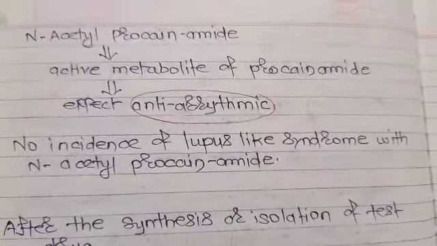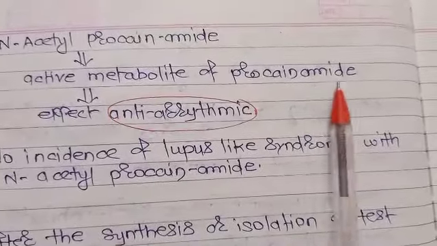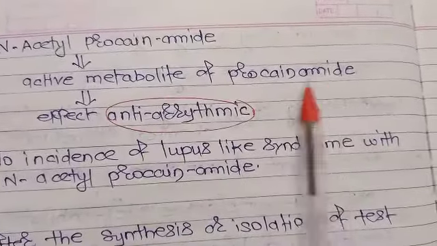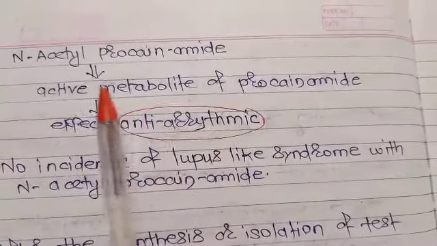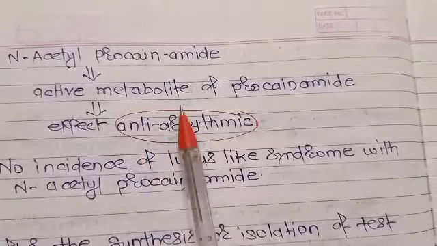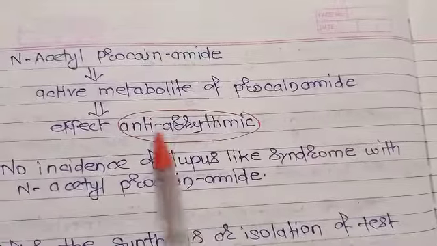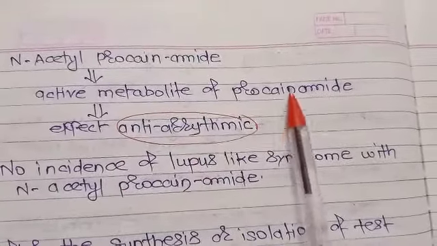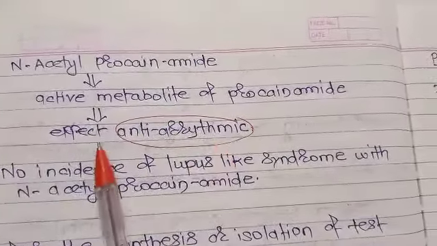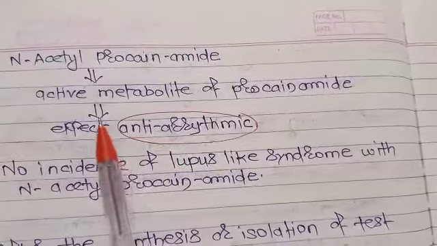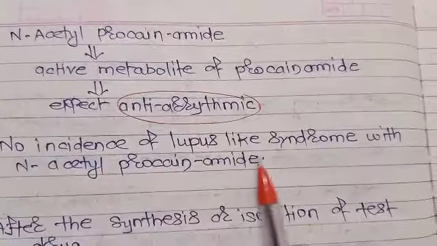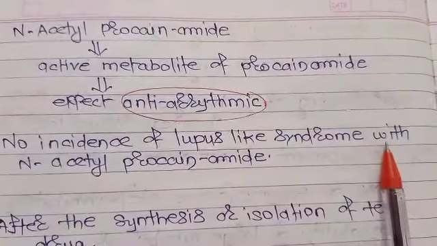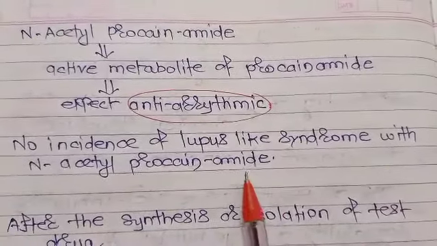Now, N-acetylprocainamide, an active metabolite of procainamide. Procainamide is developed from procaine, which is a local anesthetic. They act like an antiarrhythmic, with no incidence of lupus-like syndrome with N-acetylprocainamide.